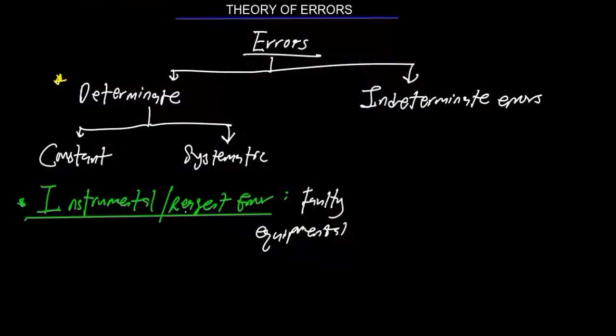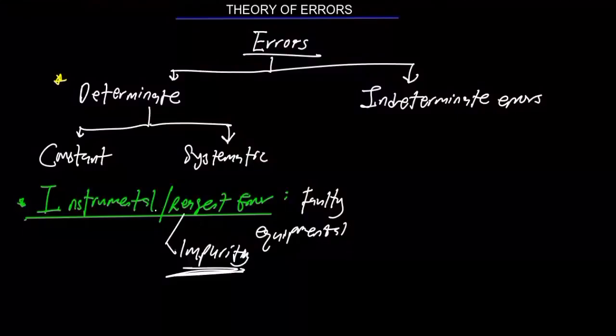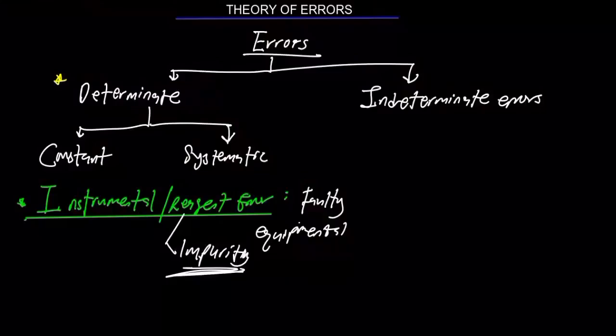And what is reagent error? Take note that for our reagent to give us the best result, it must be pure. So if this reagent contains impurity, it means that we'll have reagent error. It's very, very simple, because this impurity can create some side reactions in the experiment. So instrumental error arises from faulty equipment, while reagent error arises from reagents that contain impurity.